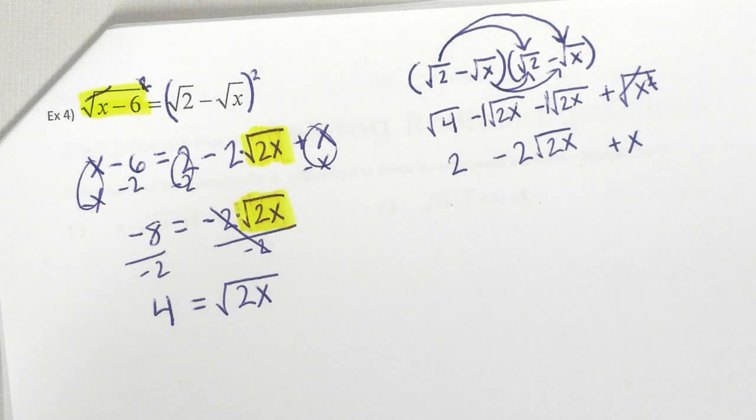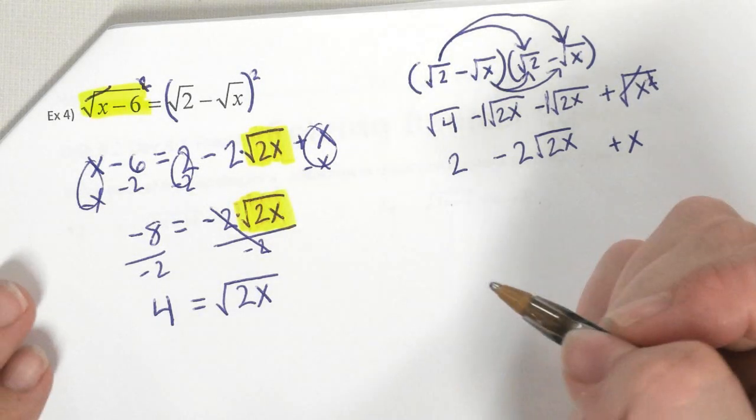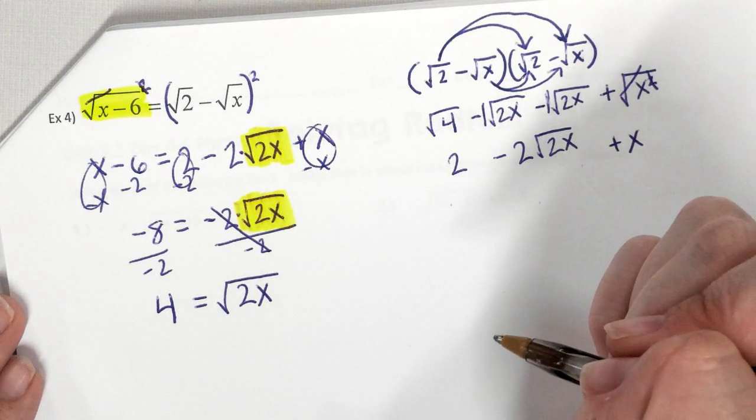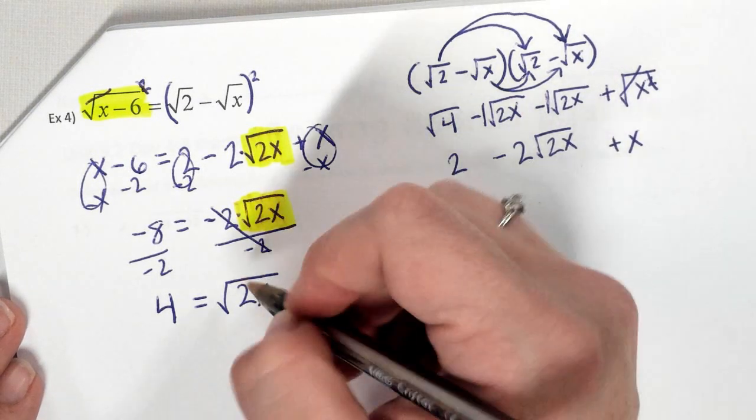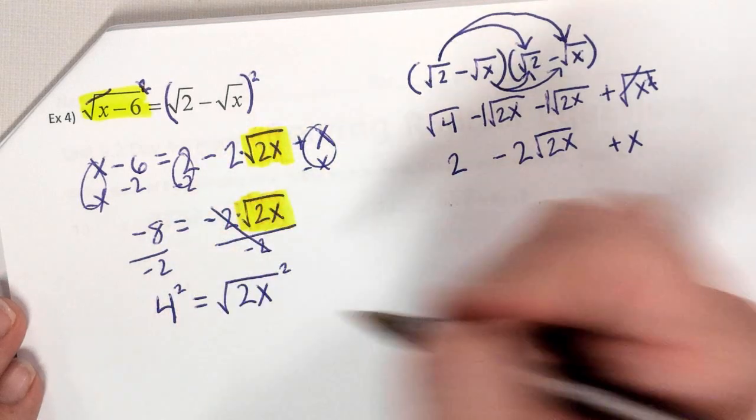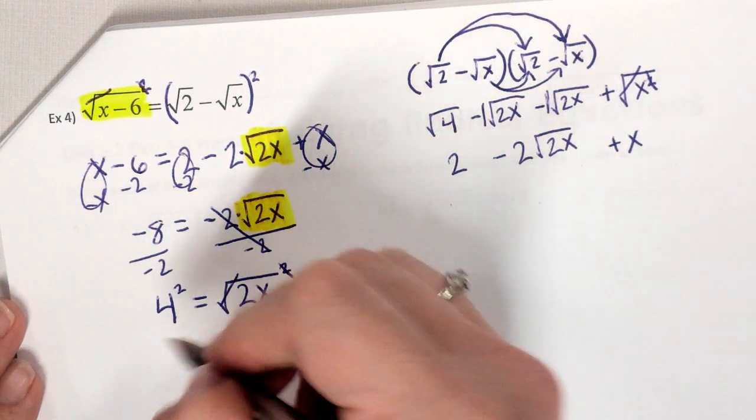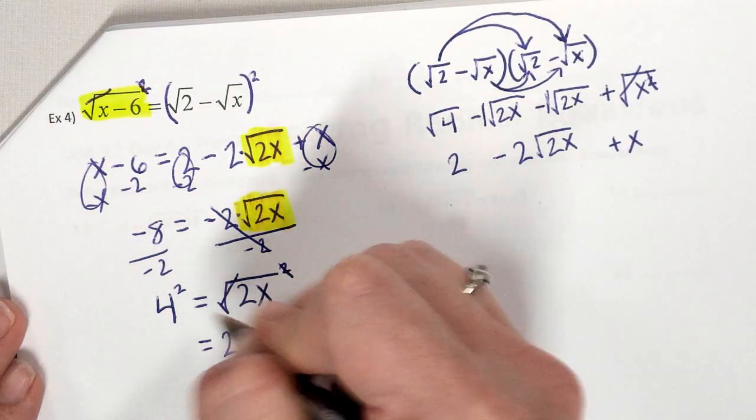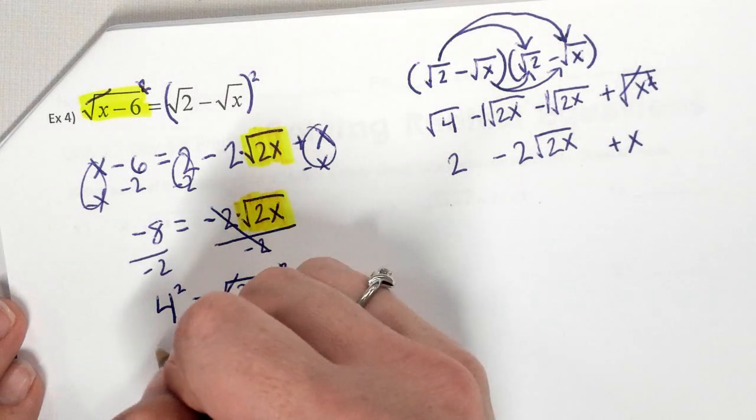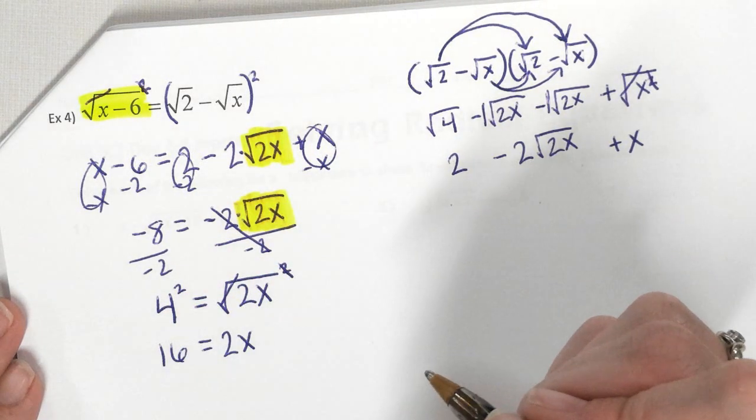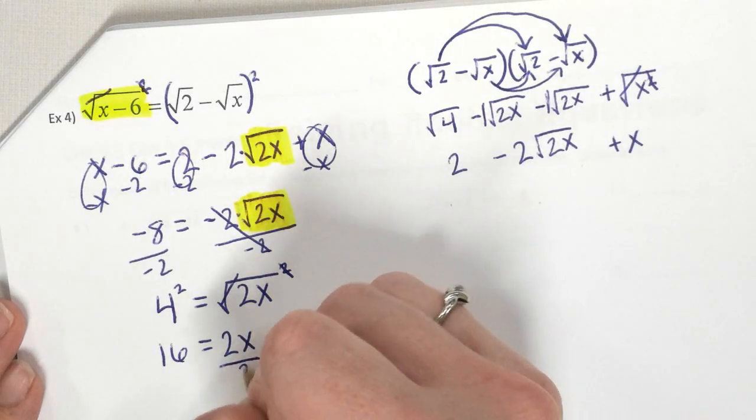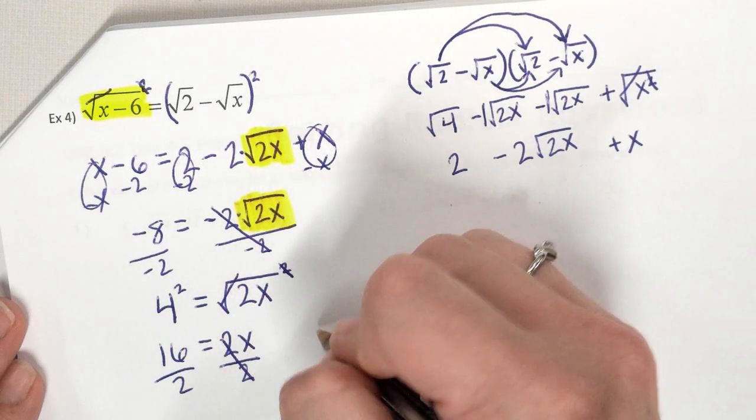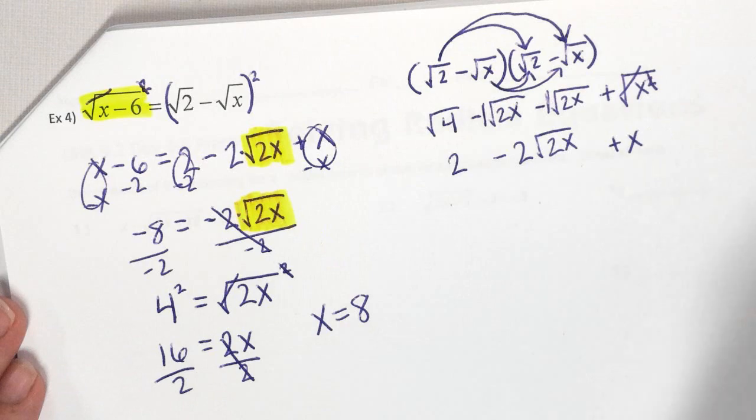Now what? Well, is our radical alone? How do we get rid of the radical? We square it, because it's a square root, so square both sides. Square root cancels the squared. And we have 2x. And what's 4 squared? 16. Last step. Divide by 2. And we get x equals 8, or 8 equals x.